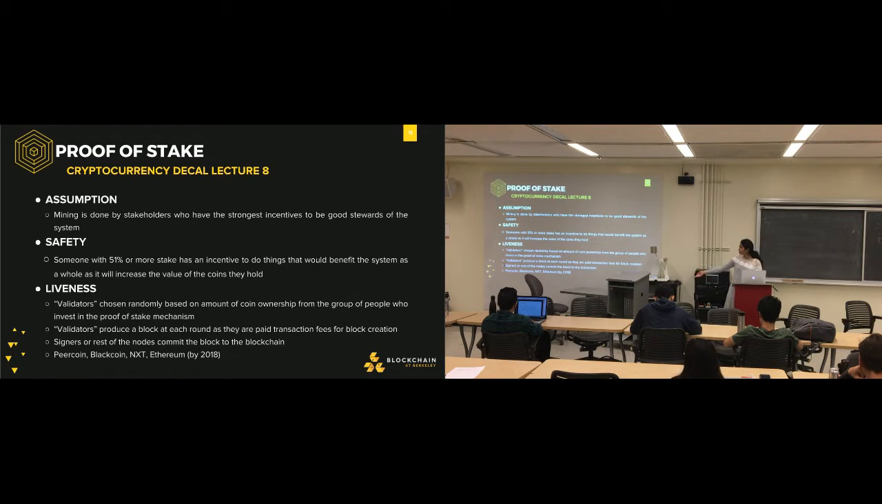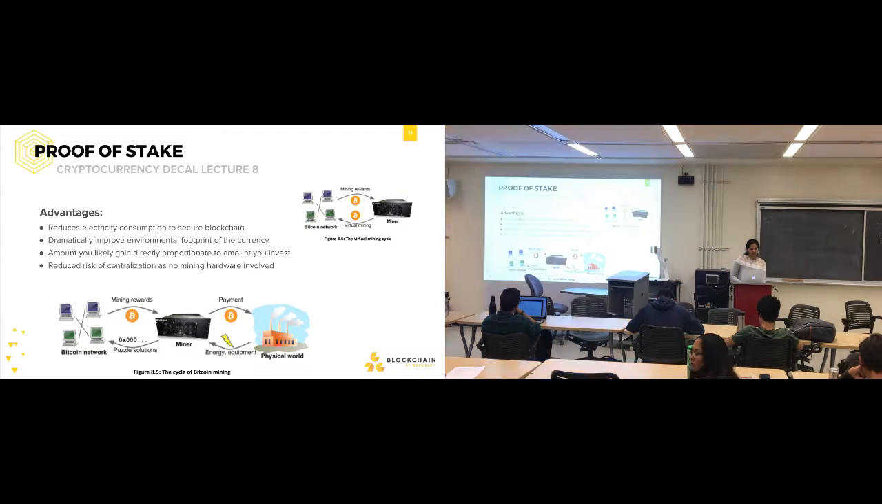Peercoin was one of the first to implement a proof of stake and proof of work hybrid. Blackcoin and NXT also implement proof of stake. Ethereum plans to have this implemented by 2018. Some advantages of proof of stake is that it reduces electricity consumption by a huge amount. In Bitcoin, it takes about 10 gigawatt hours to create one coin. You could save that entire energy expenditure. You could remove that completely and use that electricity to do something else.